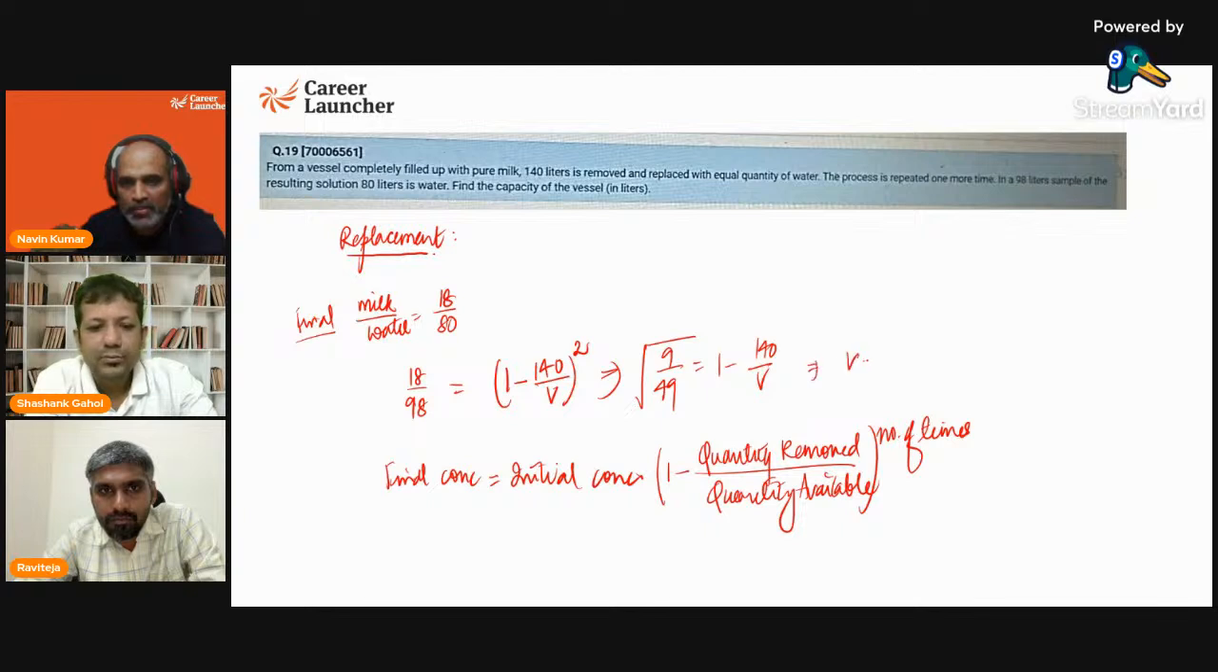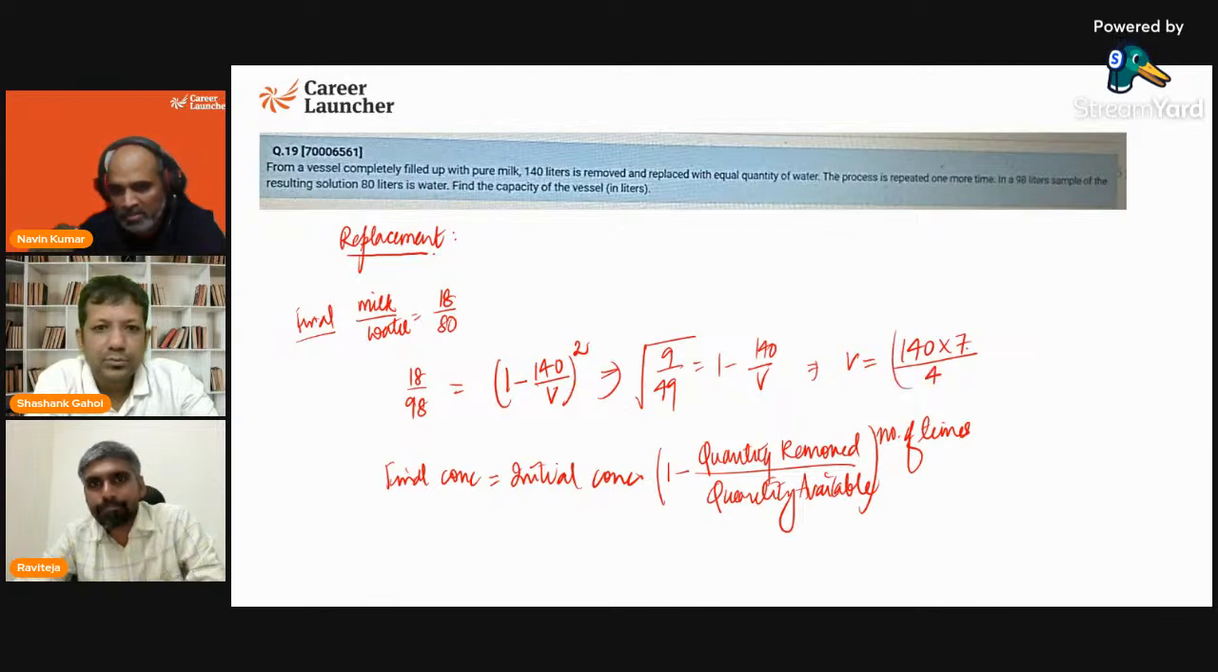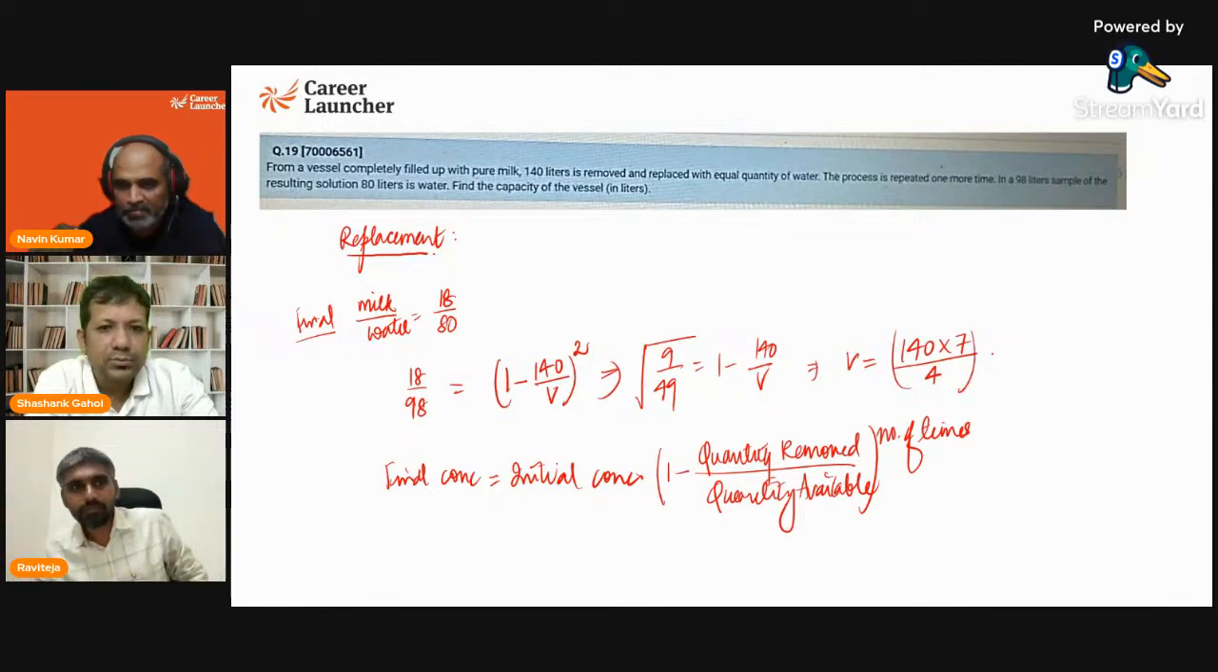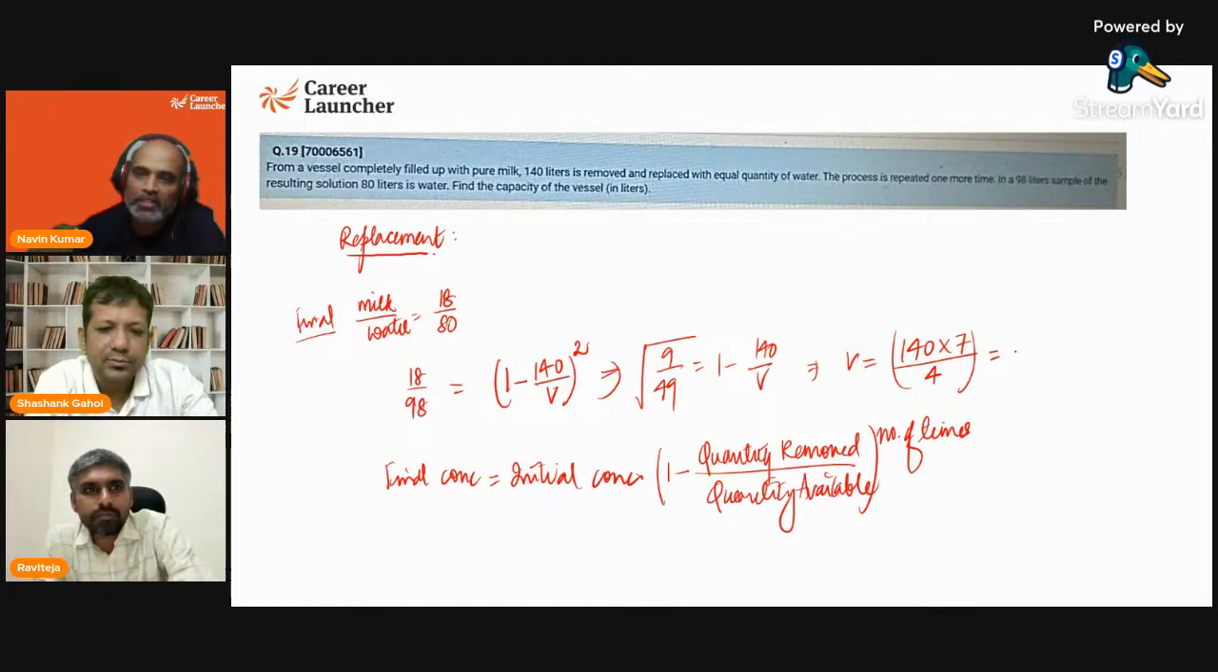So from here we will have 3 by 7 equal to 1 minus 140 upon V. 1 minus 3 by 7 is going to be 4 by 7. So V is going to be 140 into 7 by 4. Yep. Correct. Very messy question. So 35 into 7 is done, right? 245. So 245.